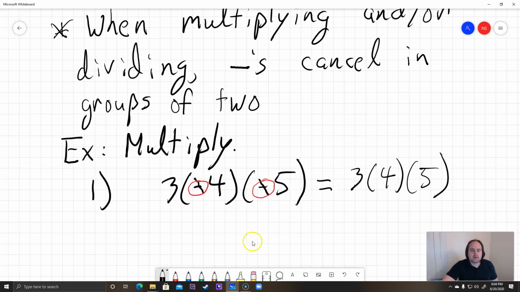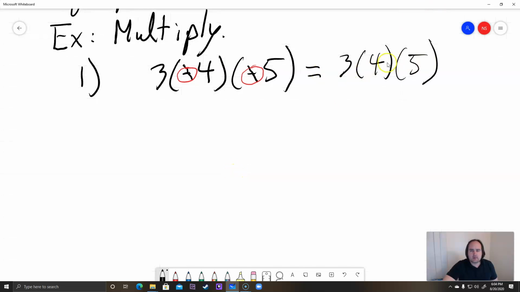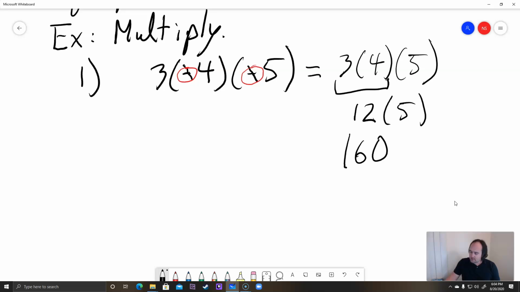Okay, and because there's no minuses left over here, we've taken care of all the minuses and we know our answer is going to be positive. But if there were a minus left over, our answer would be negative. Now we can just do the multiplication without having to worry about minuses and pluses. 3 times 4 is 12 from our times tables. So we have 12 times 5. And hopefully also from your times tables, you know that 12 times 5 is 60. So the answer is positive 60.